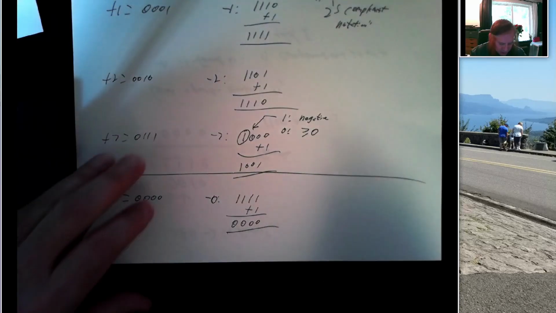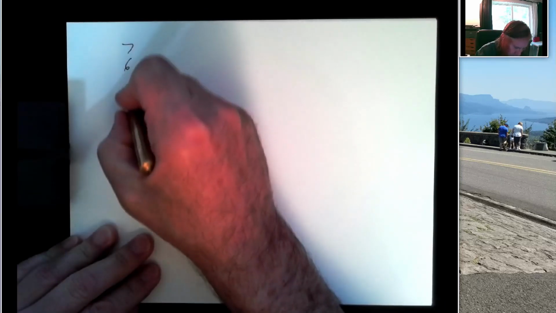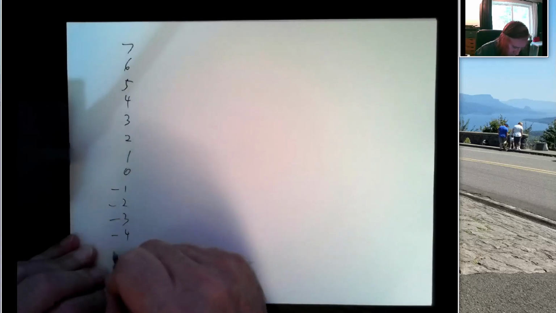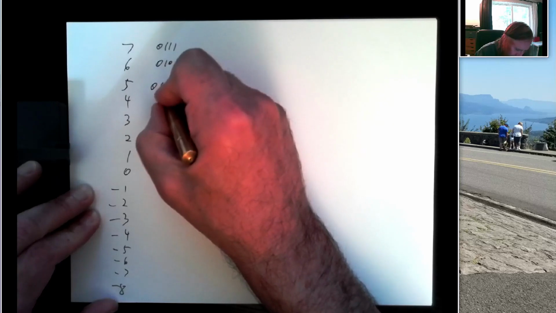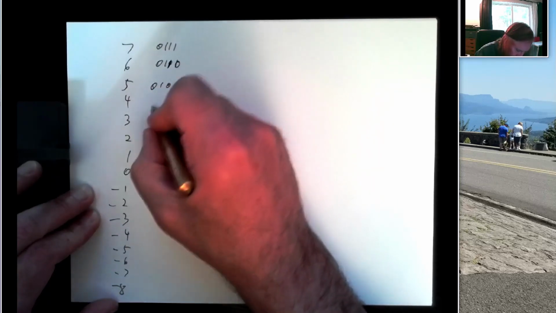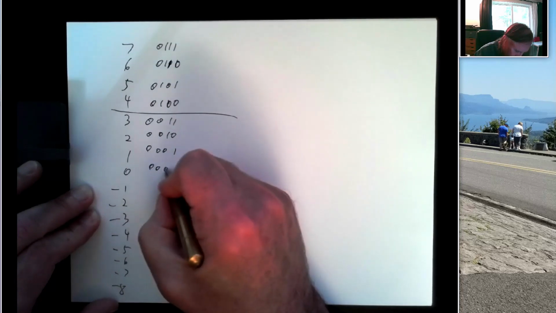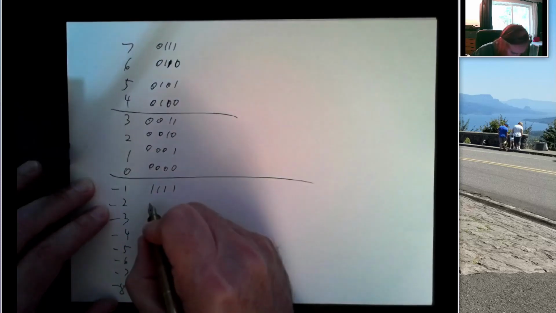All right, so what does this look like if we write out all of our numbers? So 7 looks like this. The positive numbers look the same as always. The negative numbers come out like this.